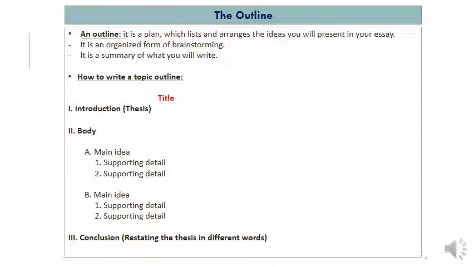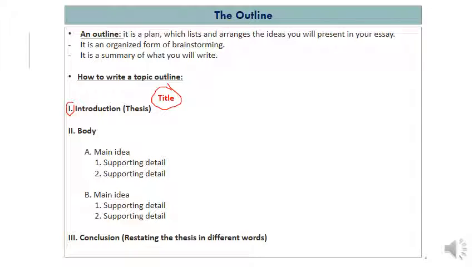Okay? Now, how to write a topic outline. Please concentrate and pay attention because this is very important. First of all, in an outline, I write the title of my essay. Okay? Any title. What is the title of your essay? Write it. Then I use the Roman numbers to number the paragraphs.